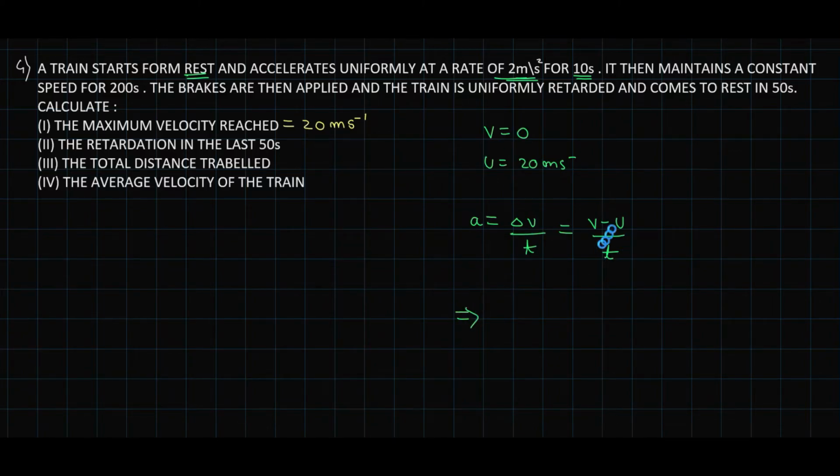We substitute these values in this equation. We get final velocity v equals 0 minus the initial velocity, which is 20 meters per second, over the time t, which is 50. So it's minus 20 over 50. If we solve this, we get minus 0.4 meters per second squared. And that's the retardation of the train in the last 50 seconds.